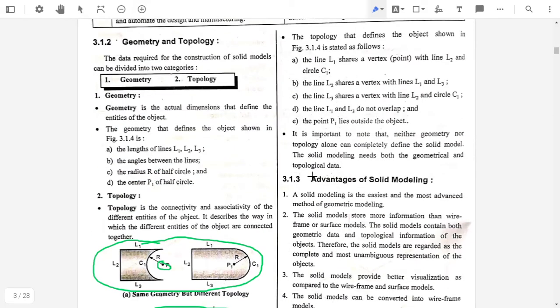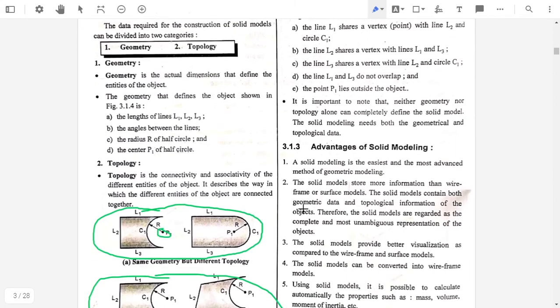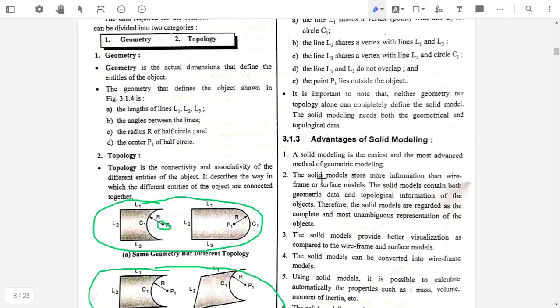Now here they give some advantages of solid modeling. What are the advantages of solid modeling? Solid modeling is the easiest and most advanced method in geometrical modeling.